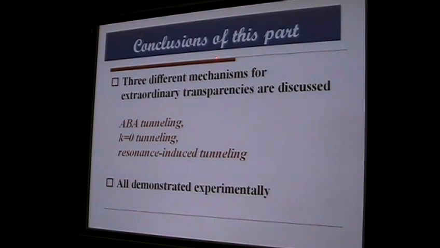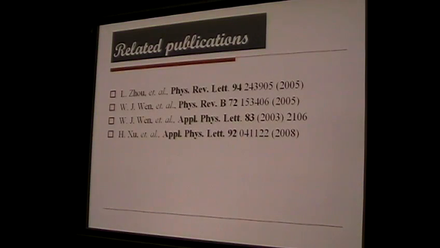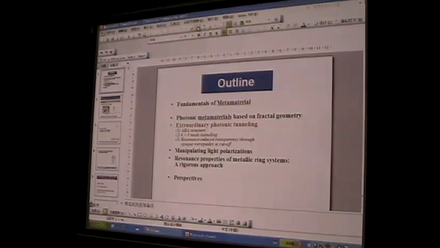Okay, to conclude this part, we have proposed 3 different mechanisms for extraordinary transparency. I have introduced to you the AB tunneling, the K to 0 tunneling, and also the resonance-induced tunneling through the opaque waveguide. All these phenomena are demonstrated experimentally, and these are some related publications. Before you take some questions, let me give some slides on the last part.